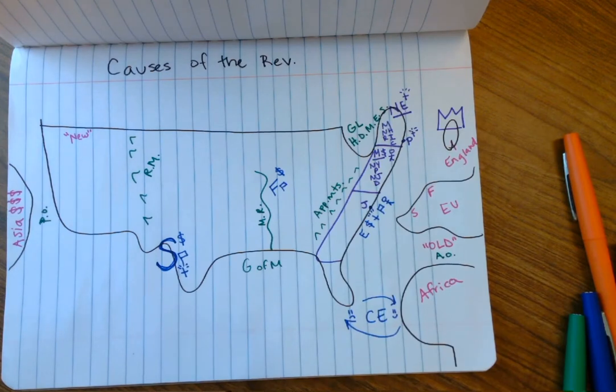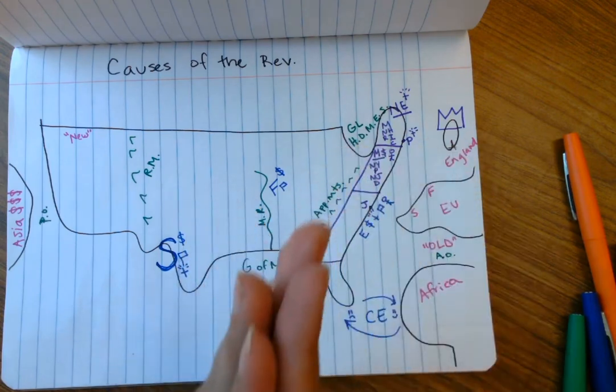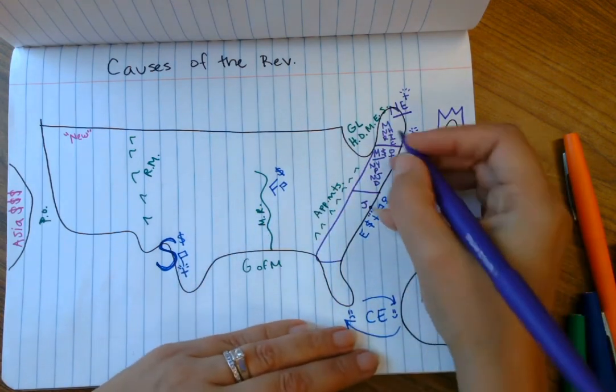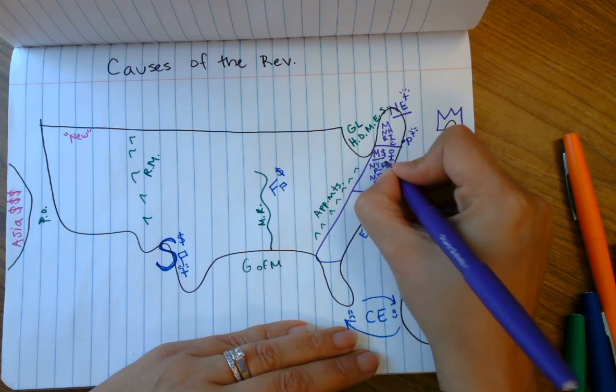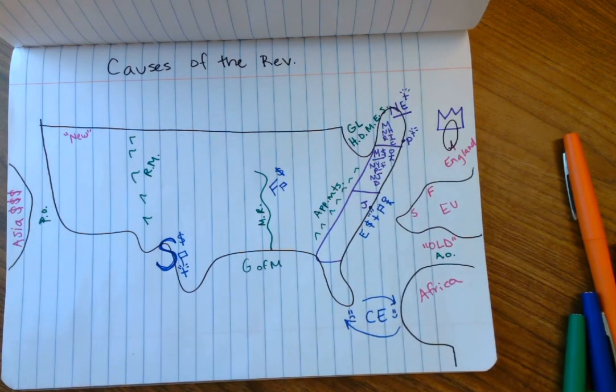Now, there is one thing to add to the middle colonies. I do have to remember that one of those colonies is religious. It is the Quakers, and they are going to go to Pennsylvania. So there is my cross right there. My Pennsylvania Quakers are religious.